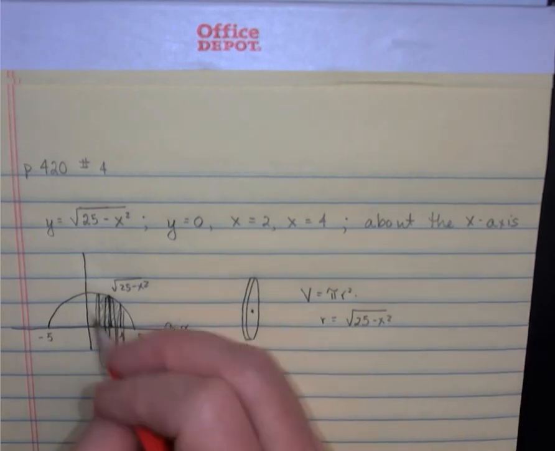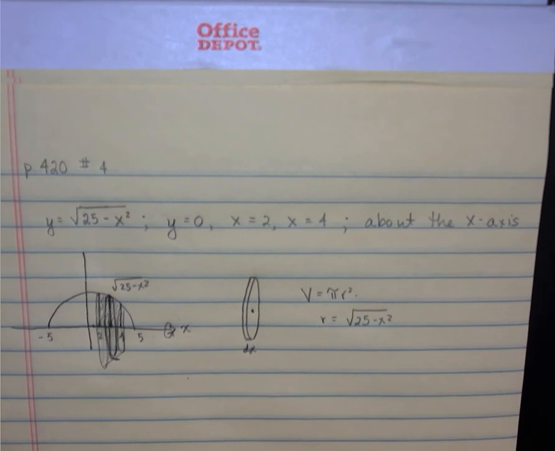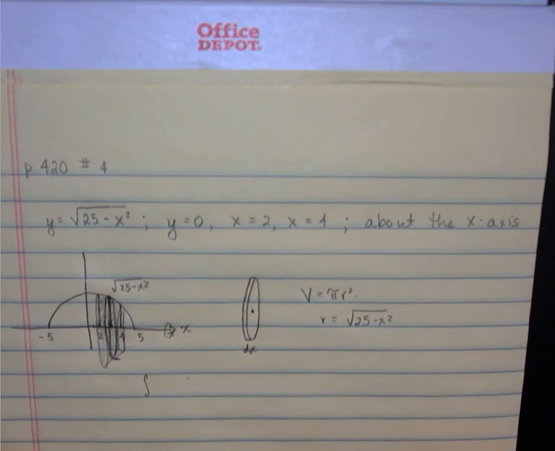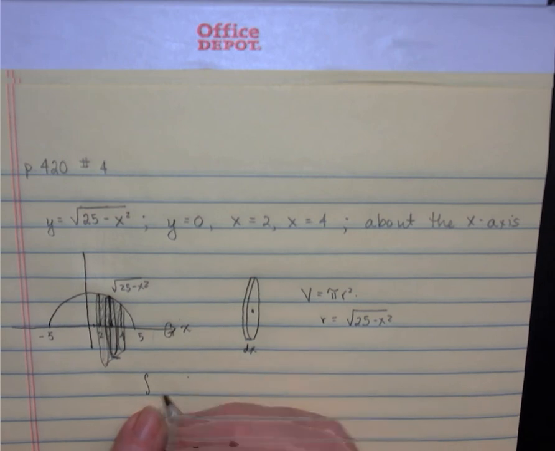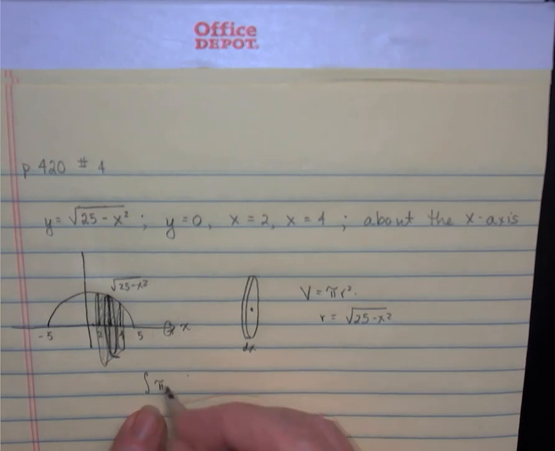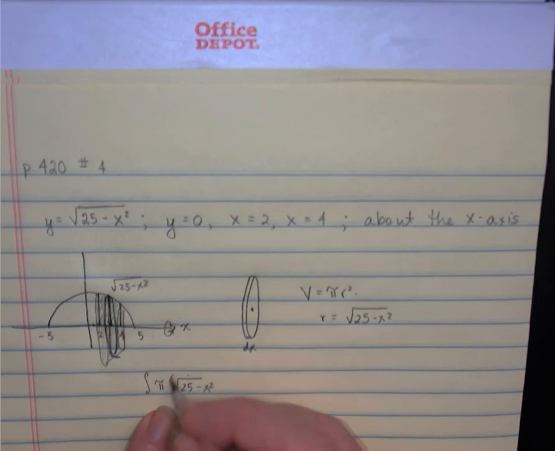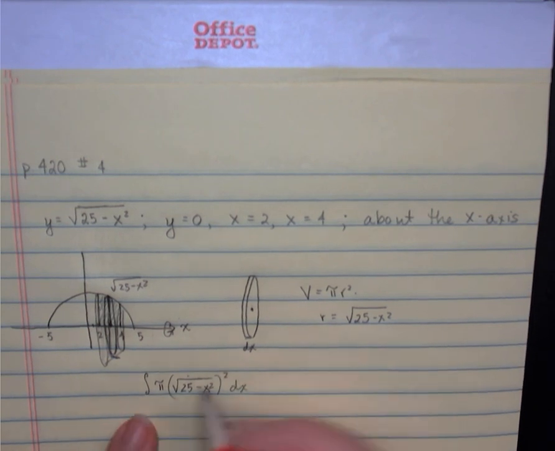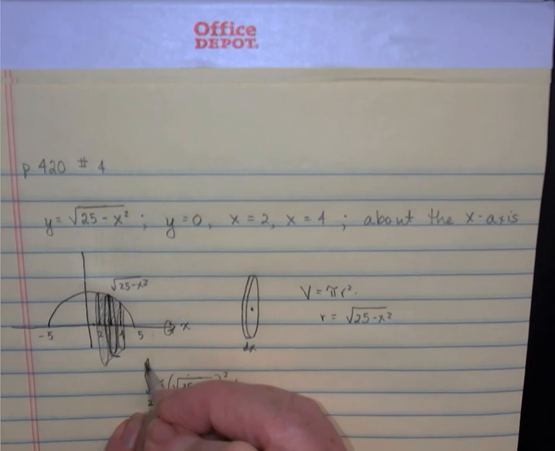I have infinitely many disks, and I'm just going to add them up. So I'm taking a Riemann sum of infinitely thin disks. So that's going to be pi times our radius squared, square root of 25 minus x squared, times the thickness. And my limits of integration, x goes from 2 to 4.